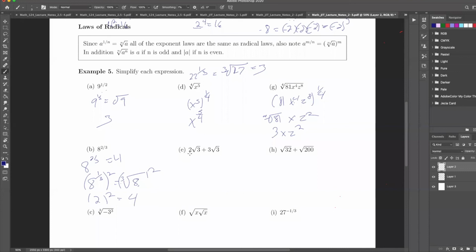Here I can just treat the square root of 3 as a variable. So if I have 2 square root 3 plus 3 square root 3, that's equal to 5 square root 3.